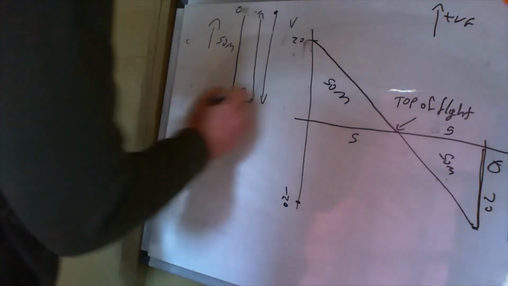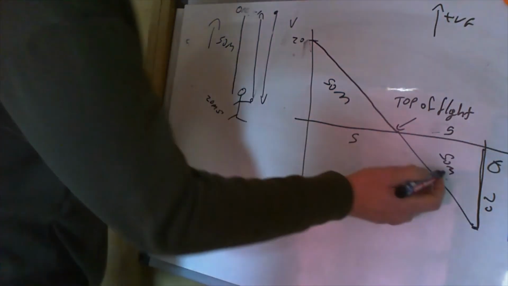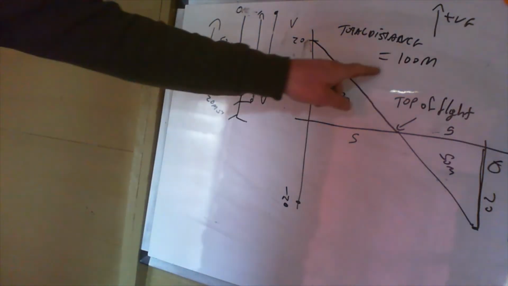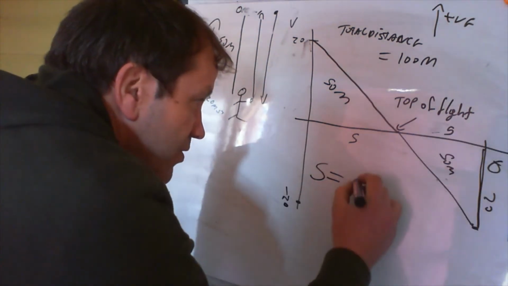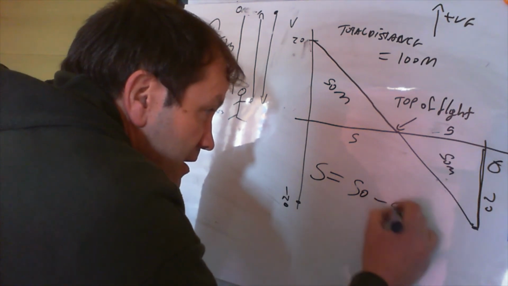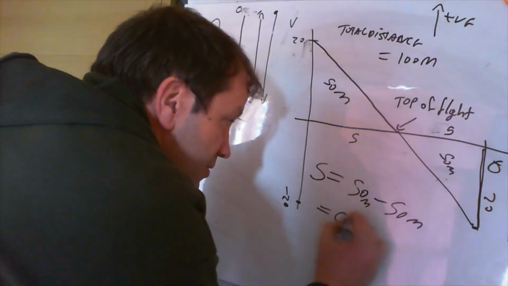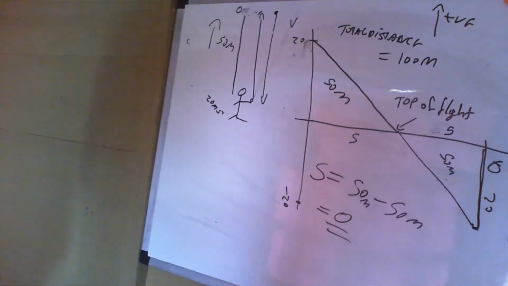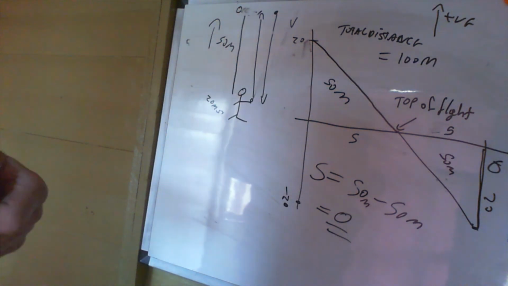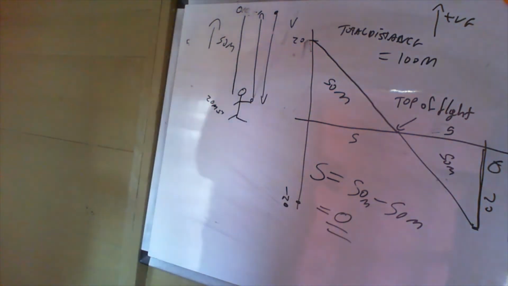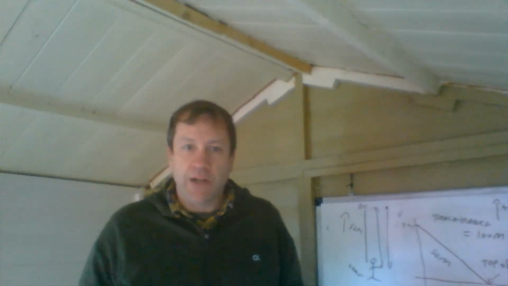Now, the total distance travelled is that distance and that distance, so total distance equals 100 metres. But what is the displacement? The displacement is going to equal 50 going up the way minus 50 going back the way, which equals 0. And that's your displacement. Now, I'm hoping that's cleared up what I was trying to go on about the other day. Right, hope that makes sense.